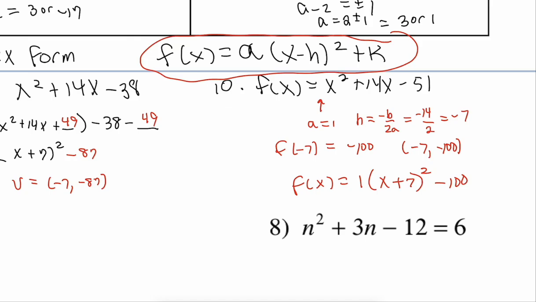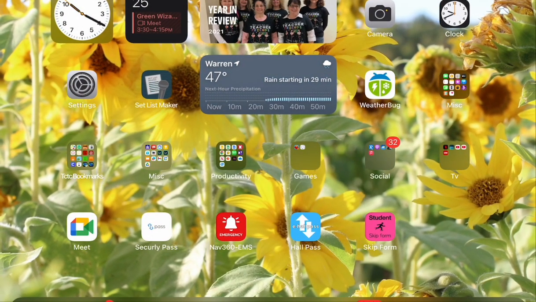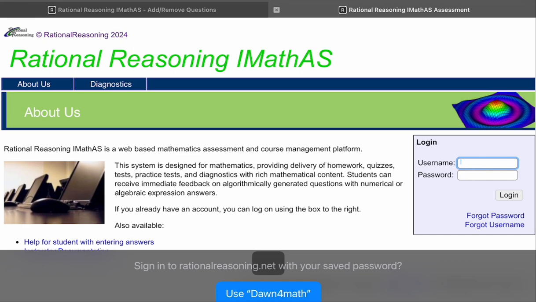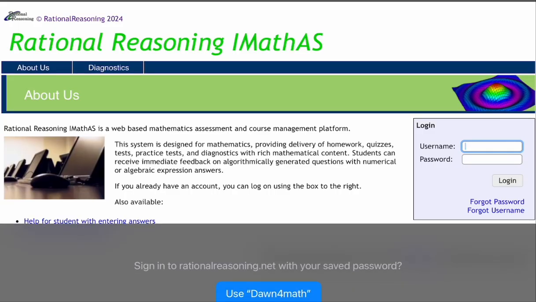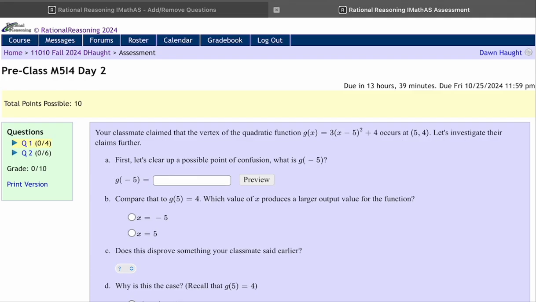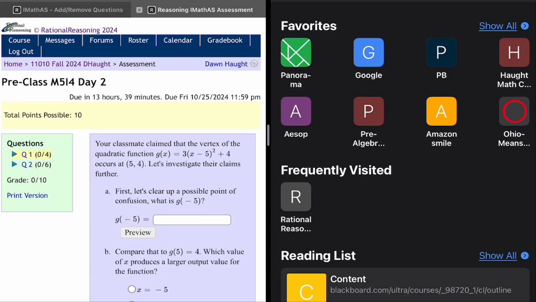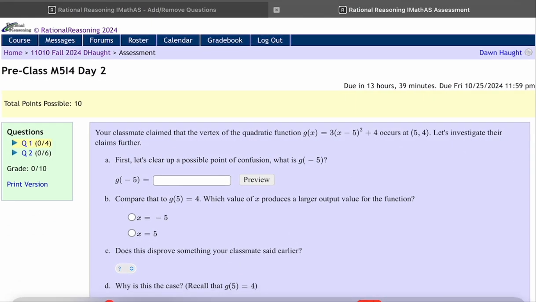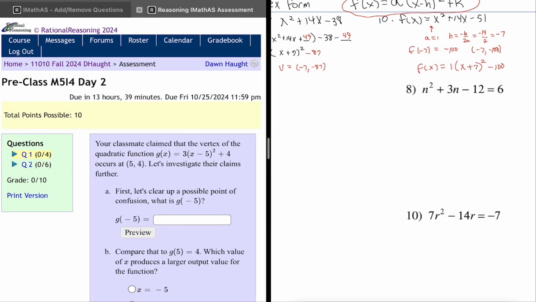Okay, so now could we all go into iMath? And could we please look at today's pre-class M54 day 2. It's the only thing on today's calendar. Let's open it up and let's do it together, okay? So I am going to give you just a second here. We're going to walk it through and talk about what they're looking for, okay?